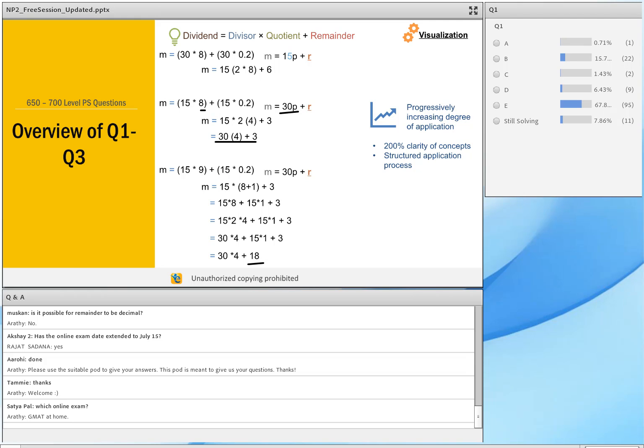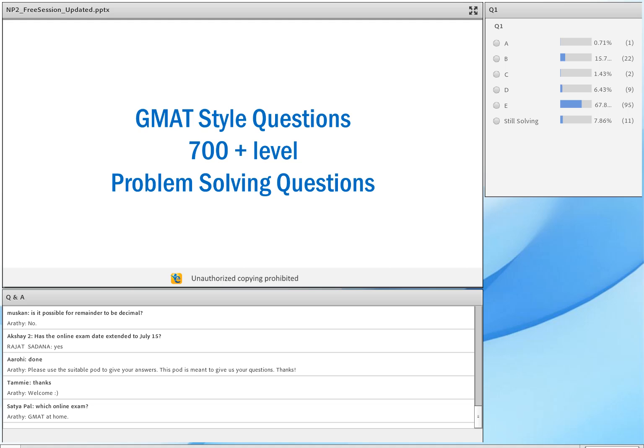Again, same equation, just a bit more sophisticated visualization is what we achieved as we went from question number 1 to question number 3. Now, we're going to go to solving slightly more challenging questions.